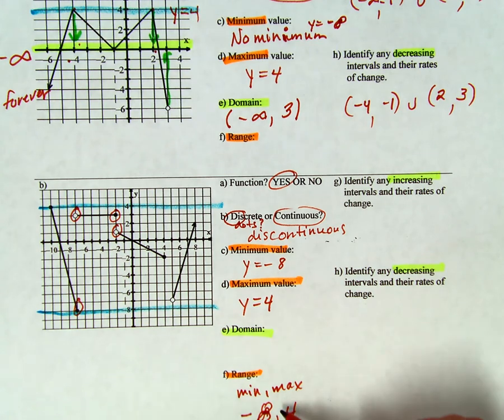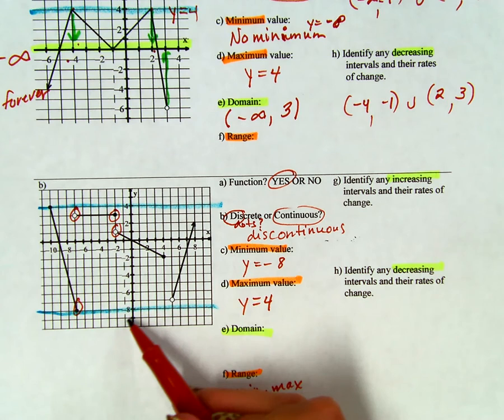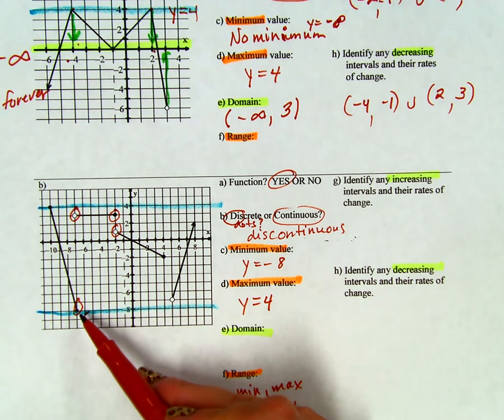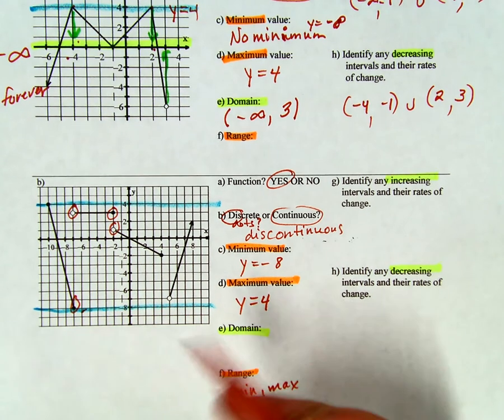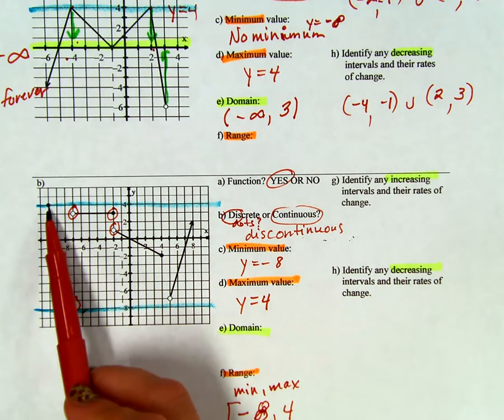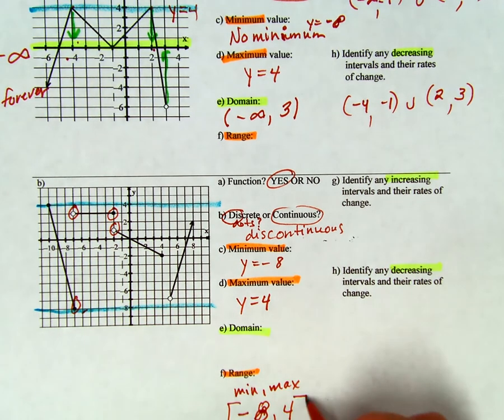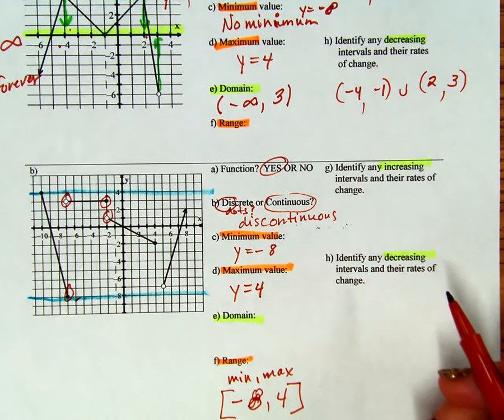Now let's look at whether we need closed or open brackets. Is this dot closed or open, included or not? It's included. Let's make it closed. Is this dot closed or open, included or not? It's included. Let's close it.